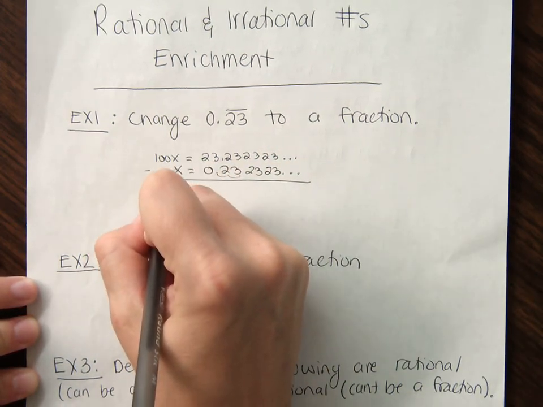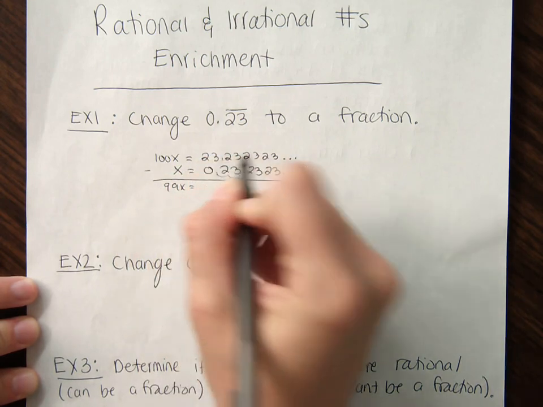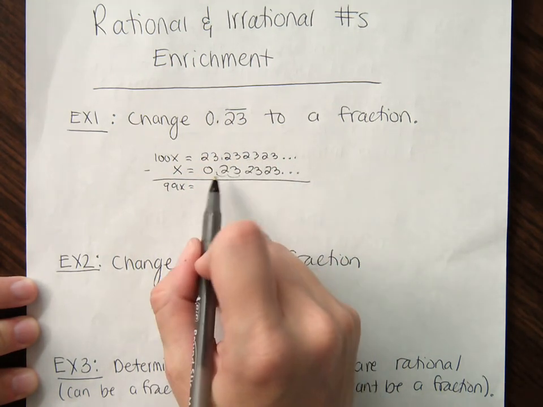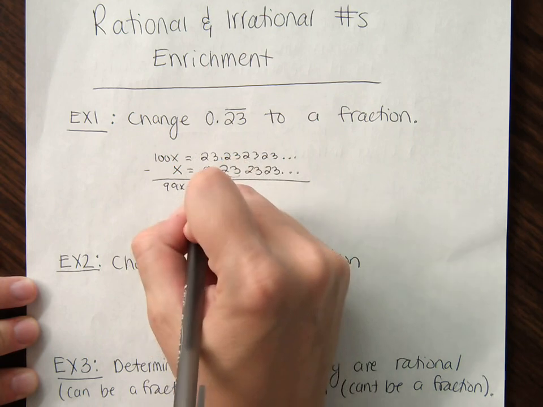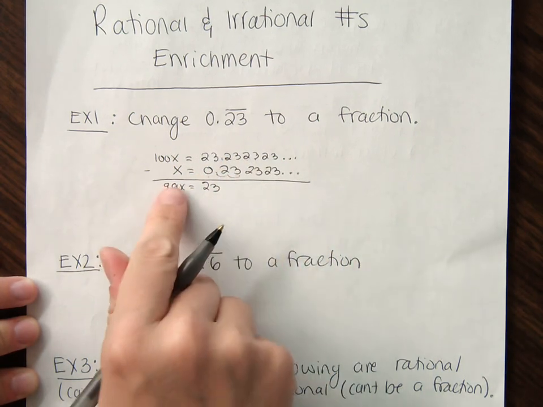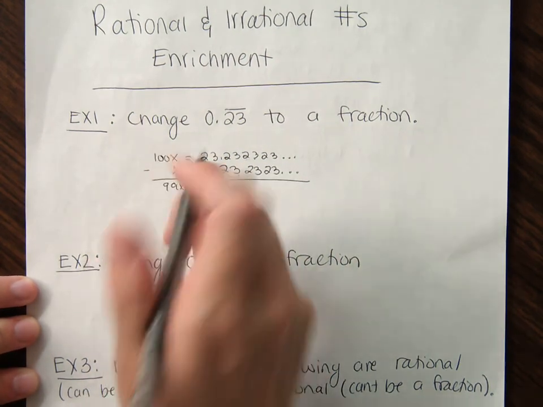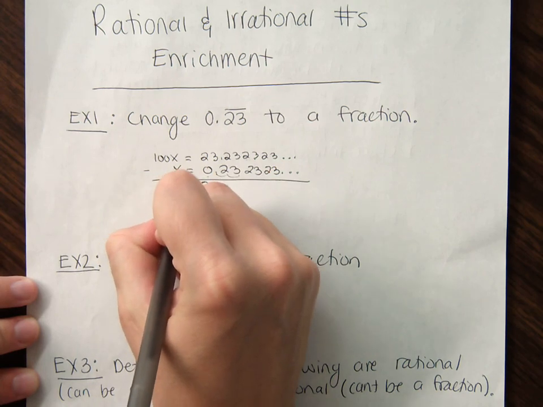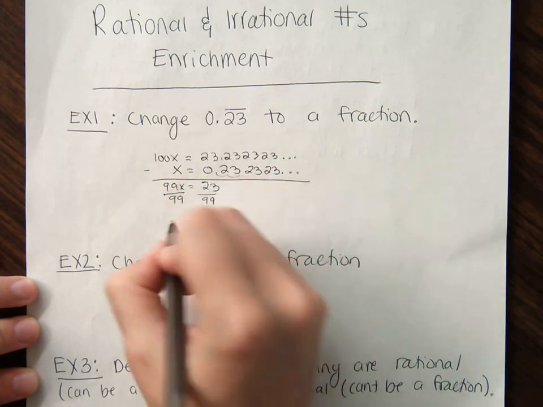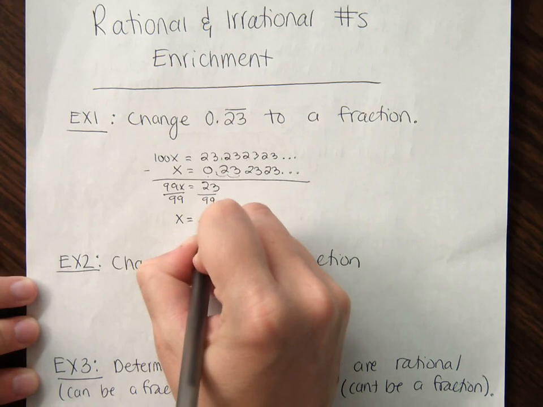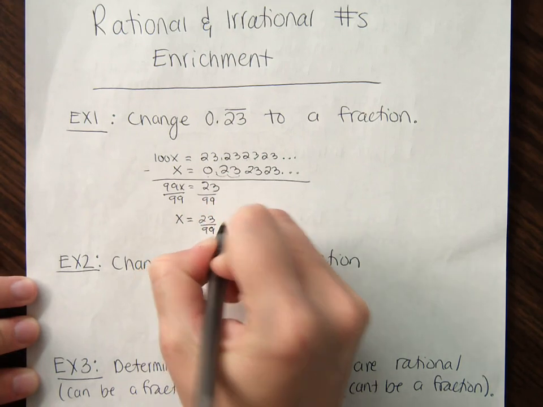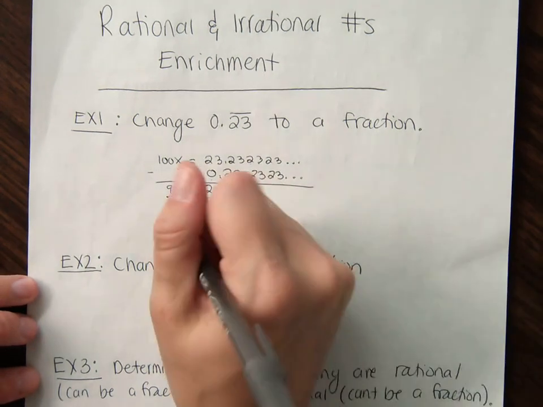100x minus x is 99x. And 23.2323 repeating minus 0.2323 repeating is just 23. The operation that's happening between 99 and x is multiplication, so we divide both sides by 99 because we have to use inverse operations, and we get 23 over 99, which you cannot simplify.